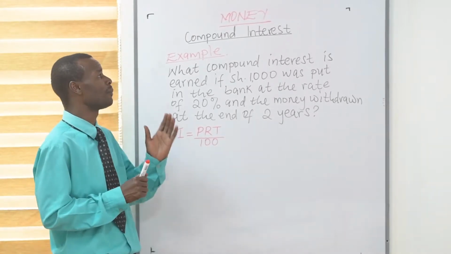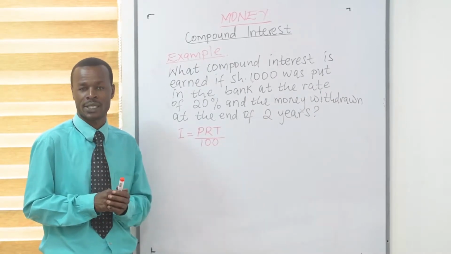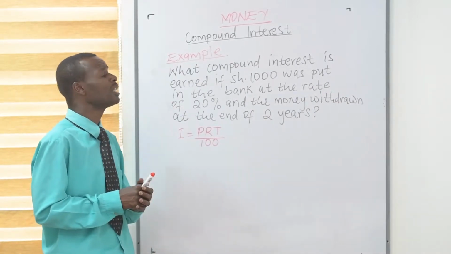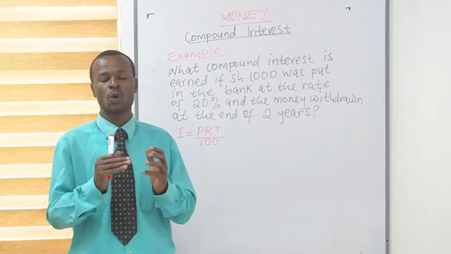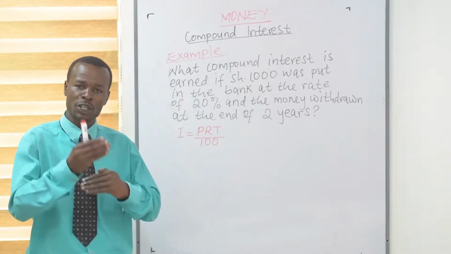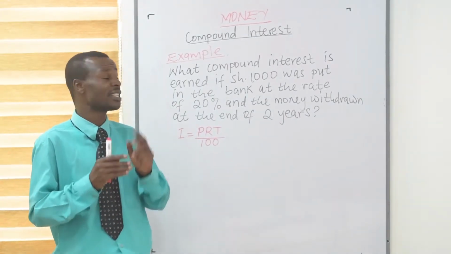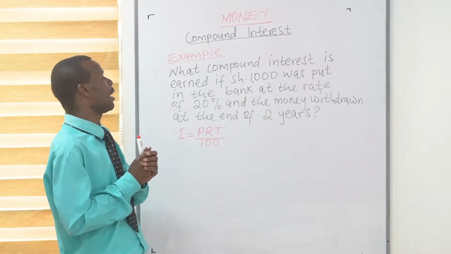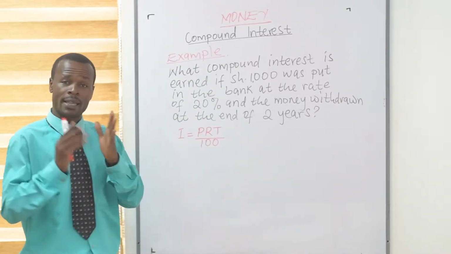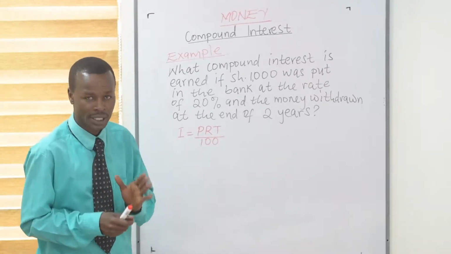Let's note that compound interest is slightly different from simple interest in that in compound interest, the money that is put in the bank or withdrawn from the bank accumulates the interest and is not withdrawn at any time until the end of the specified period. Now, the formula that is used is just the same as that of simple interest.